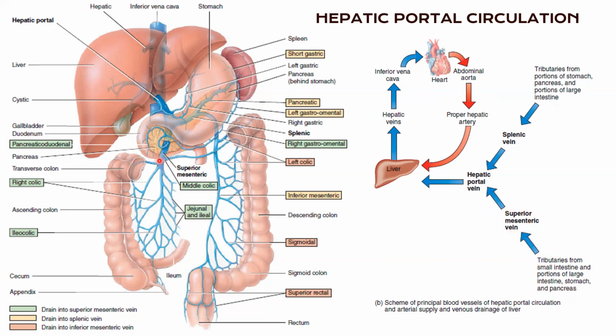So here, you could see portions draining from the small intestine, jejunum, and ileum, and from portions of the colon draining to your superior mesenteric vein, to your liver, and your liver through your right and left hepatic veins draining to your inferior vena cava back to your heart. So this is the hepatic portal circulation concerning your liver.